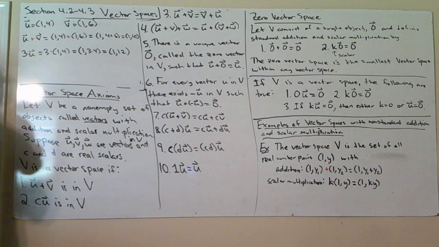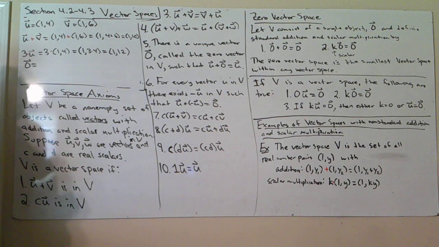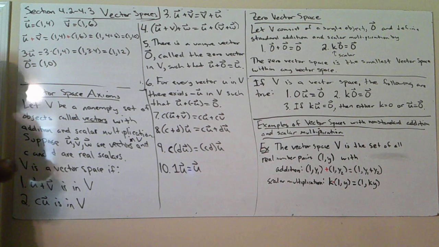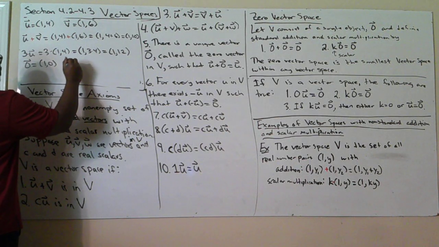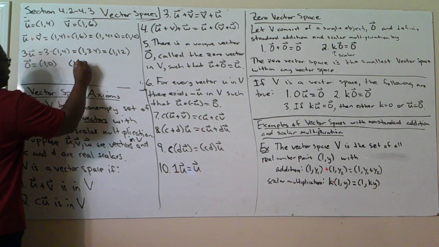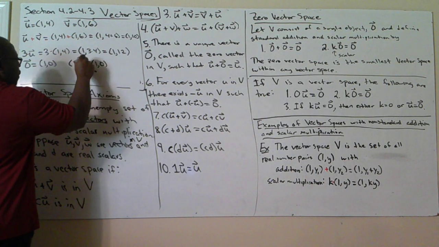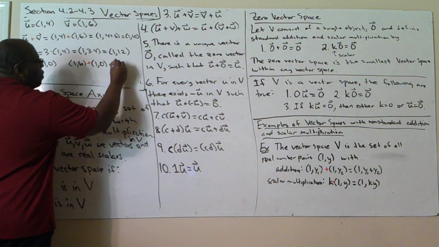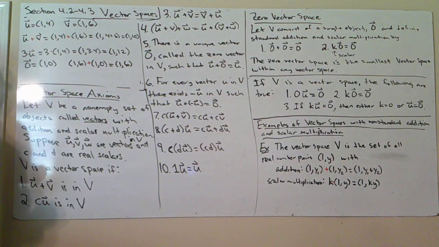What is the zero vector in this case? Well, if you think about it, the zero vector should be (1, 0). Why is it (1, 0)? Because if I take another vector, let's say (1, 6), and add it to (1, 0), what do I get? I end up with (1, 6). So there's my zero vector.